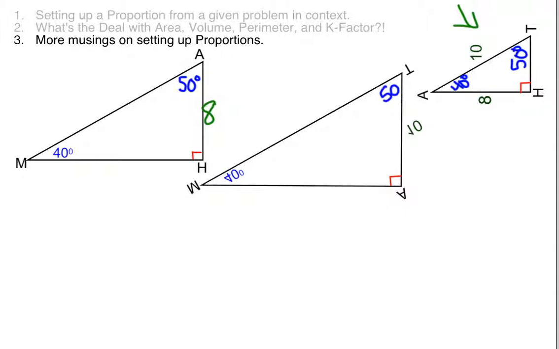You know two side lengths, so definitely find the third with the Pythagorean theorem. Cheating, it's going to be 6. But check that using the Pythagorean theorem, and you see we're right. This is great. We can set up some ratios here.